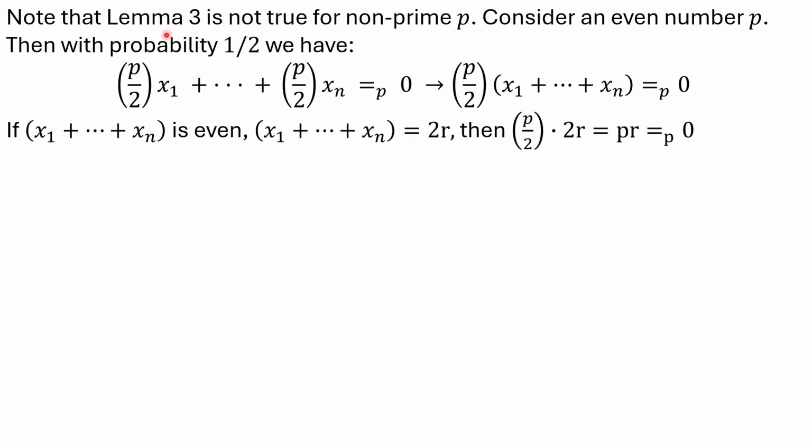Note that lemma 3 is not true for non-prime P. We consider an even number P, then with probability half, we have P divided by 2. We can do this because P is even, multiplied by the vector x, x1 to xn, is equal to 0. If the sum is even, we can write it as 2r, then P divided by 2 multiplied by 2r is just P multiplied by r, which is 0 modulo P.